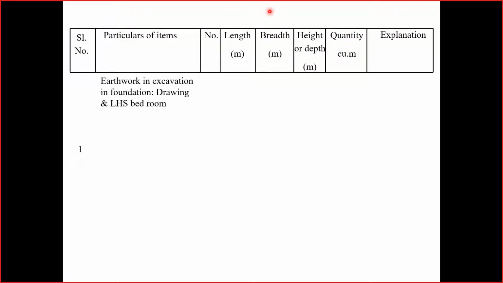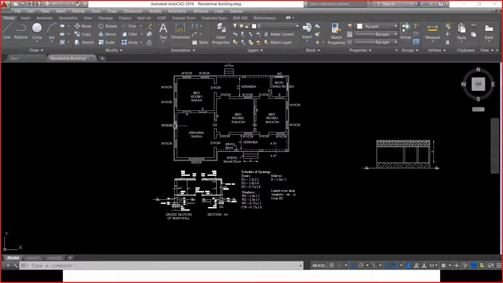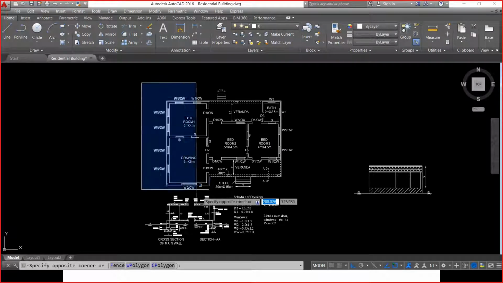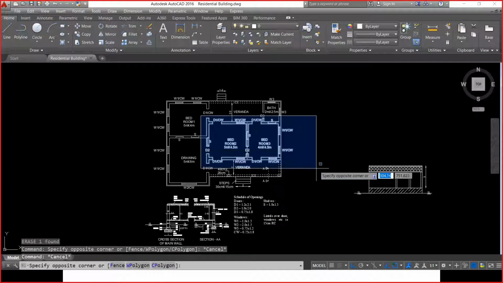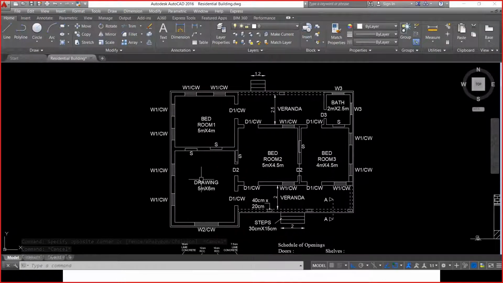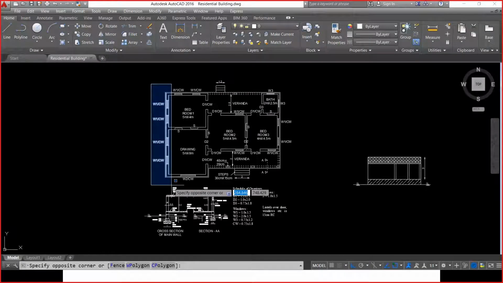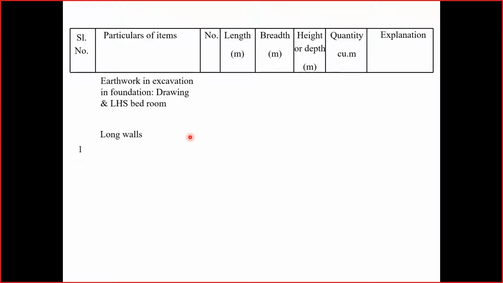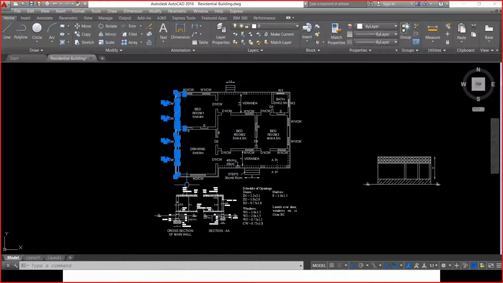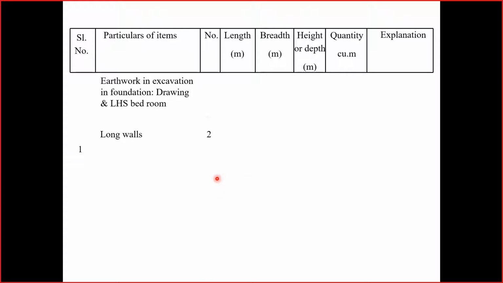So let's start with earthwork in excavation and foundation for the drawing room and left hand side bedroom, which is this area, drawing room and bedroom number 1. I'm going to consider this as left hand side and this as right hand side. So now long walls. Let us start with long walls. Let's see what the next step is to enter the value of numbers. How many long walls are there? Let's see. This is long wall number 1 and this is long wall number 2. So there are 2 long walls.